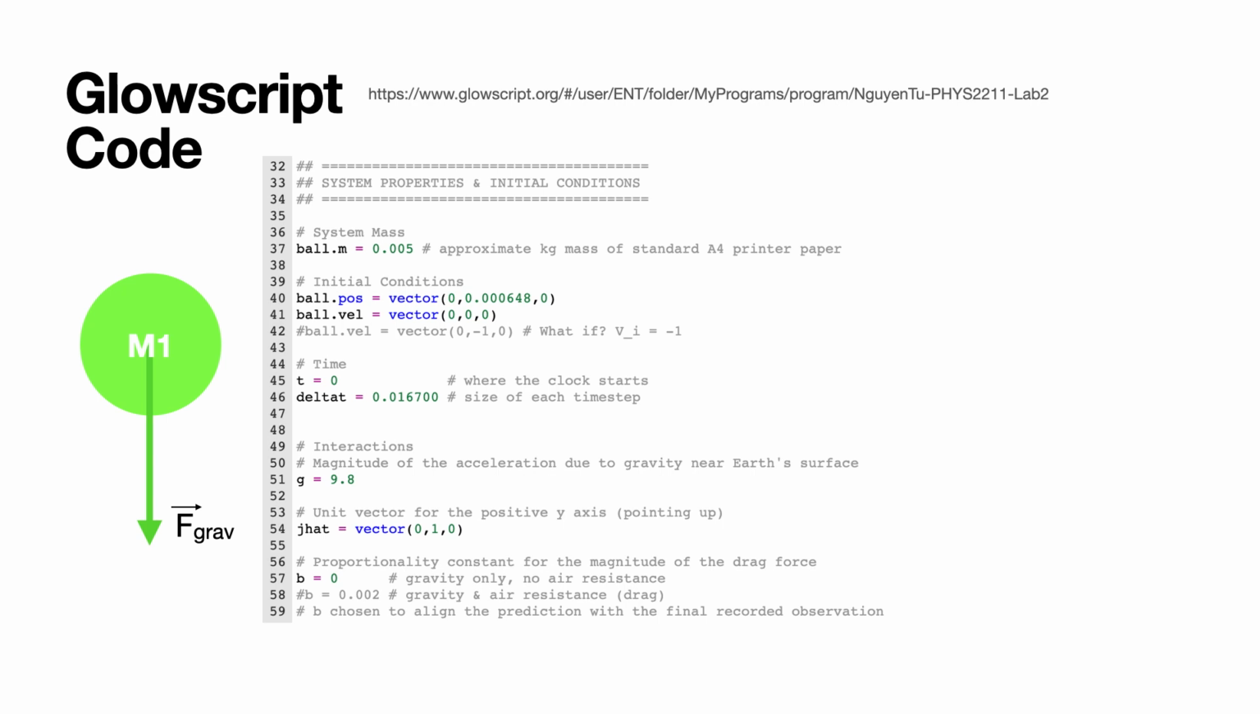At the bottom, the proportionality constant for the magnitude of the drag force is assigned to 0 for Model 1, so that only gravity is affecting the model, and 0.002 for Model 2, so that the effect of drag aligns with the last recorded observation.